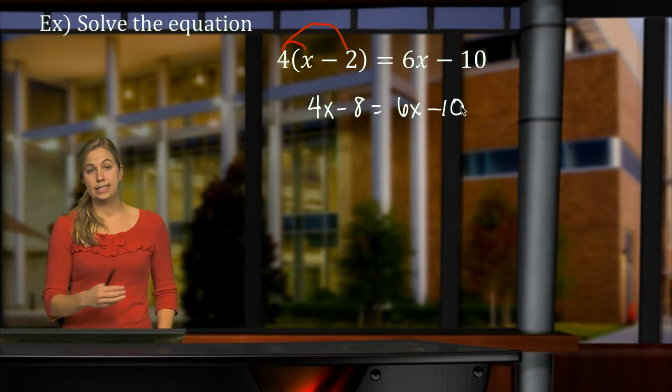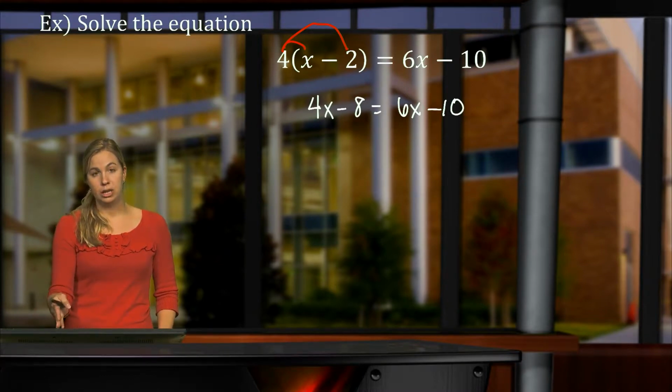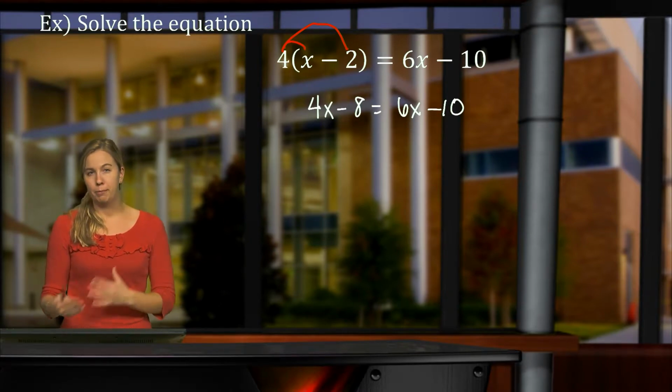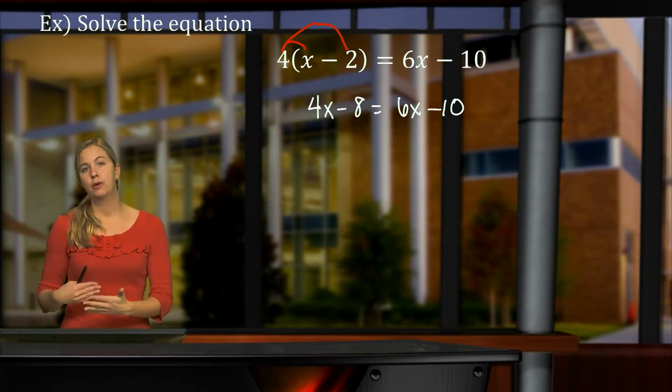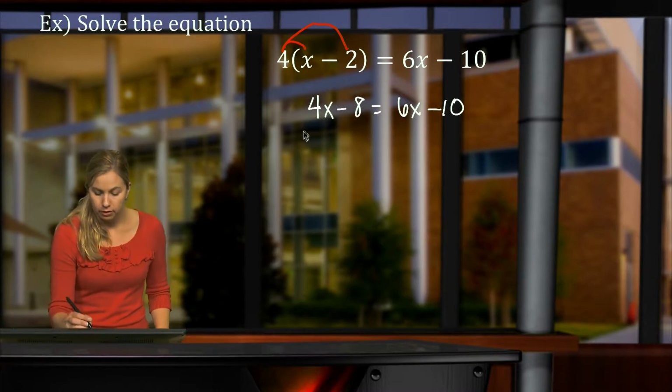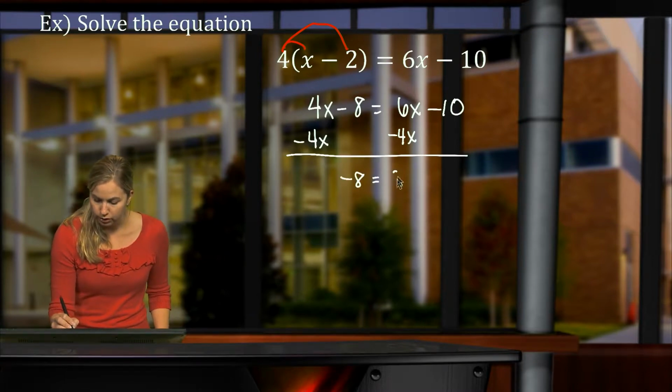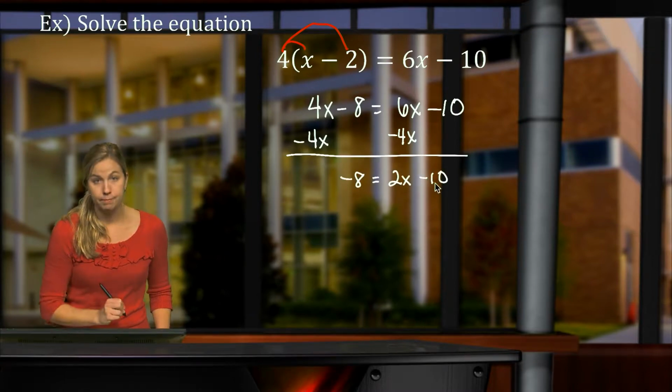And now we're faced with that same decision that we have to make as to how we're going to combine our terms. I'm going to start by combining my variables first to try to avoid that negative coefficient on x. To do that, I'm going to subtract 4x from both sides. Negative 8 equals 2x minus 10.